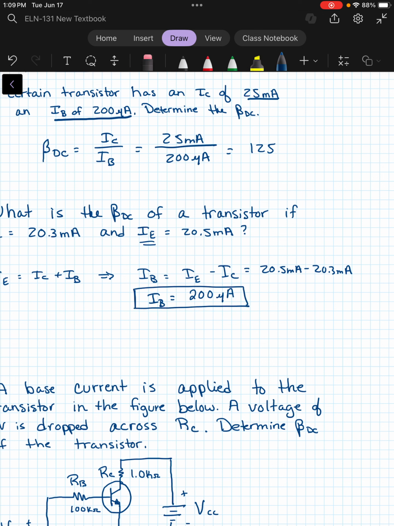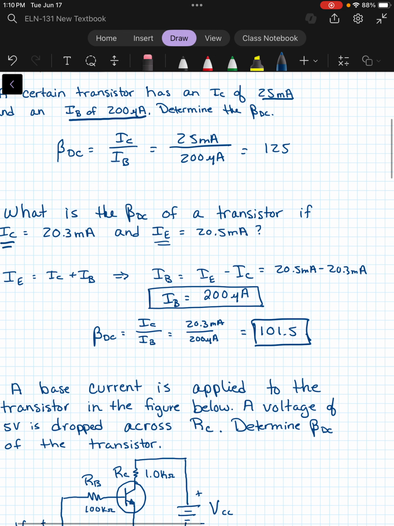Okay, but we were asked to find the beta. So the beta, remember, is the ratio of IC to IB. Now that we have our IB, which is 200 microamps, and we have IC, which is 20.3 milliamps, now we can find our beta, which is 101.5. Again, it's a ratio, so no units for that.